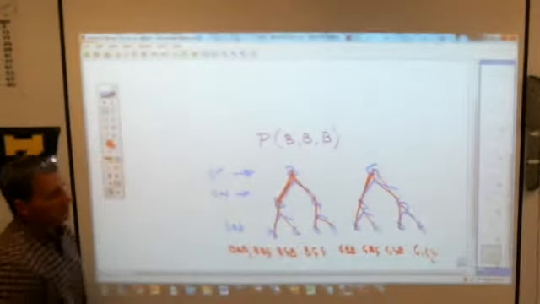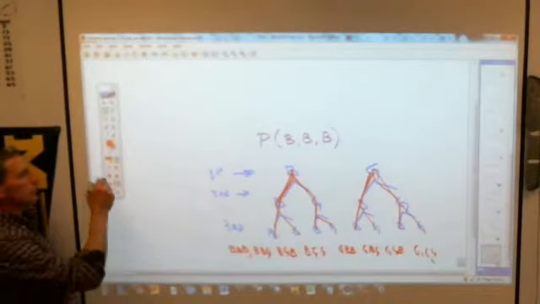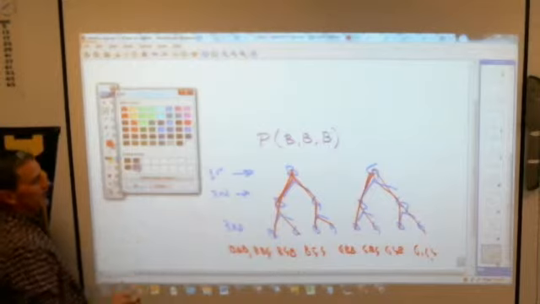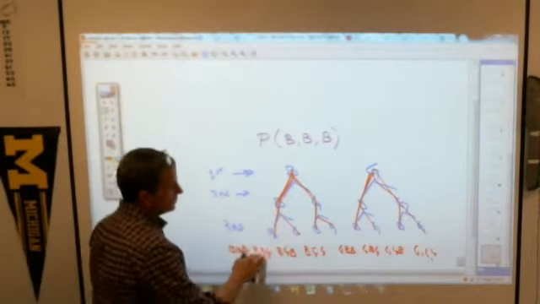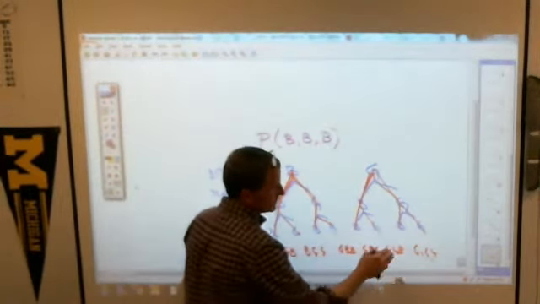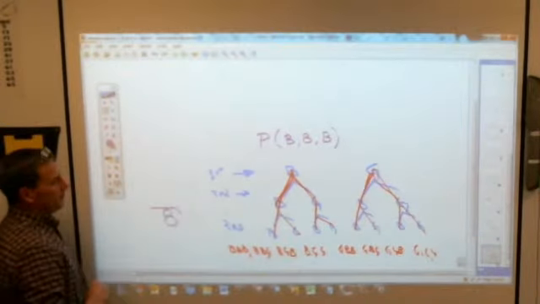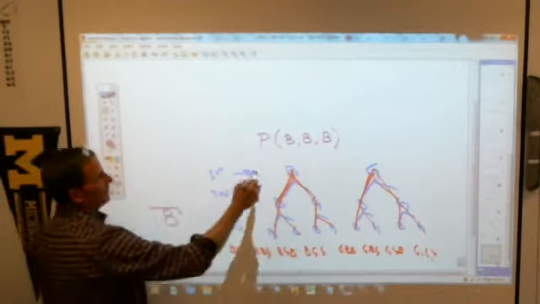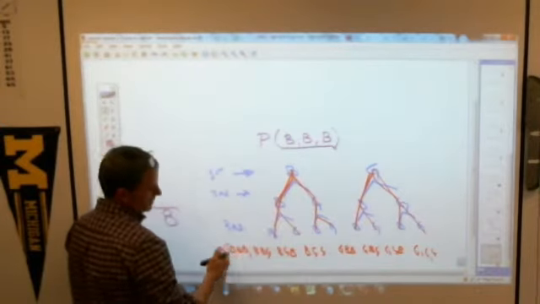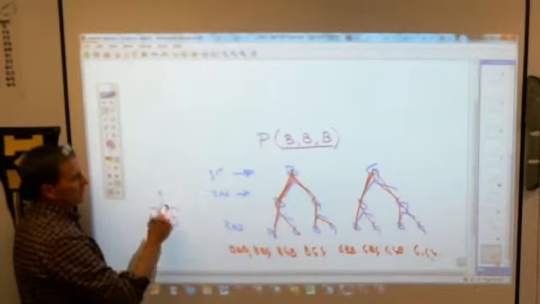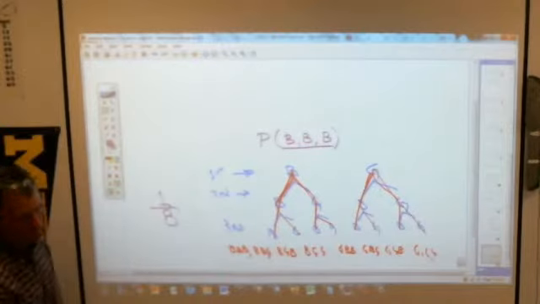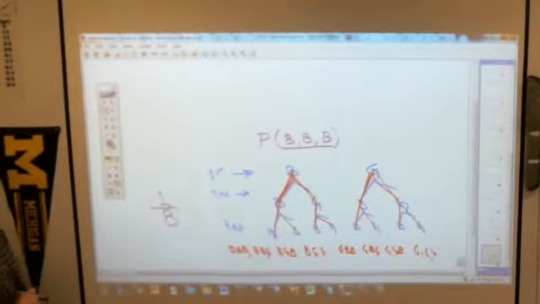So having 3 children, how many total different combinations could you have? 1, 2, 3, 4, 5, 6, 7, 8. How many of those 8 are what you want? How many boy, boy, boy do we get? Just that one, so it would be 1/8. Just 1/8.